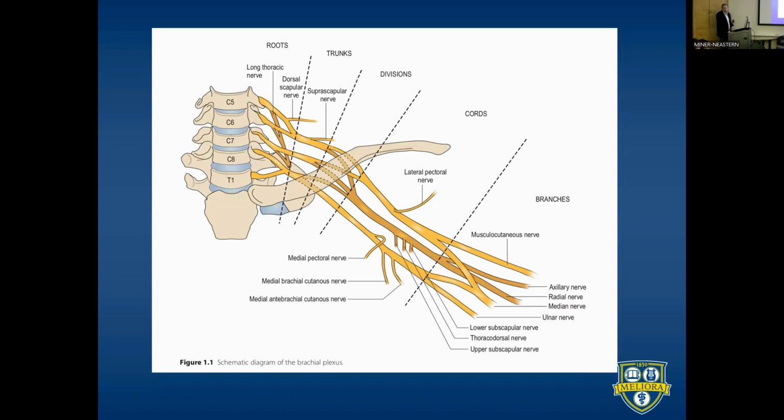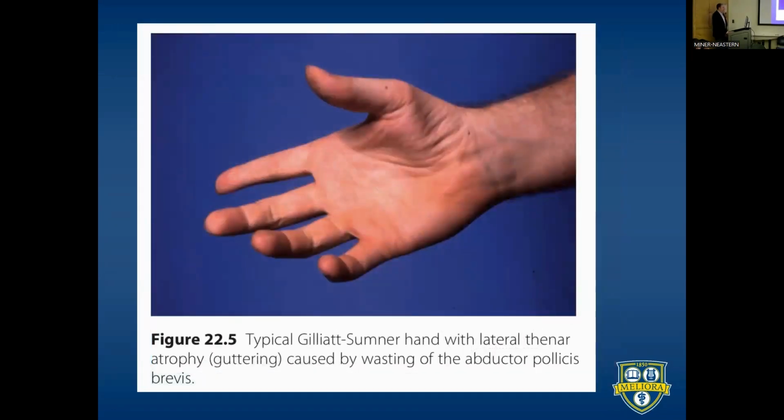So just keep that in mind if you're trying to answer test questions or trying to figure out where something went wrong. So in this example, this is the Gilliatt-Sumner hand. In this example, how did we get this weakness? So why does the hand look like this? What's wrong with the hand? What's that? And a median nerve. The median nerve is involved. What part of this? Not the whole median nerve. So it's a lower trunk pathology that we're talking about in thoracic outlet syndrome.